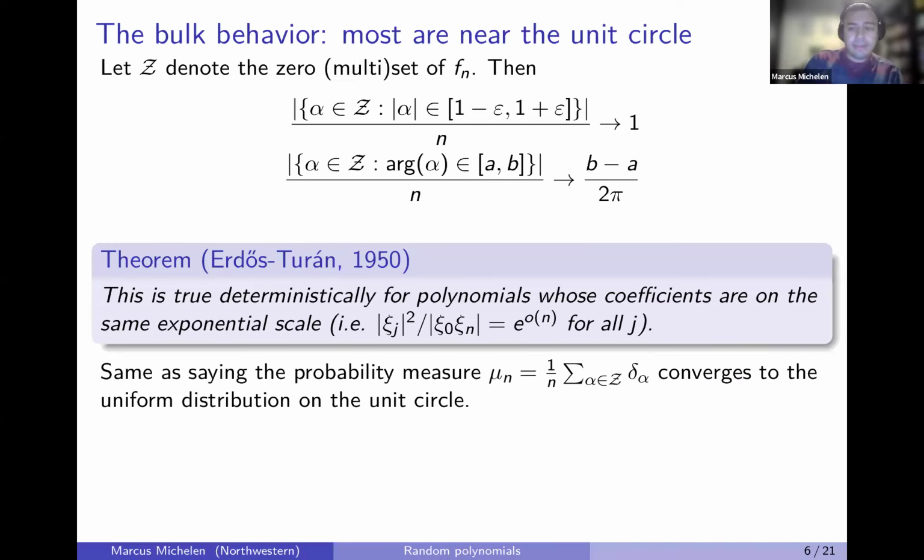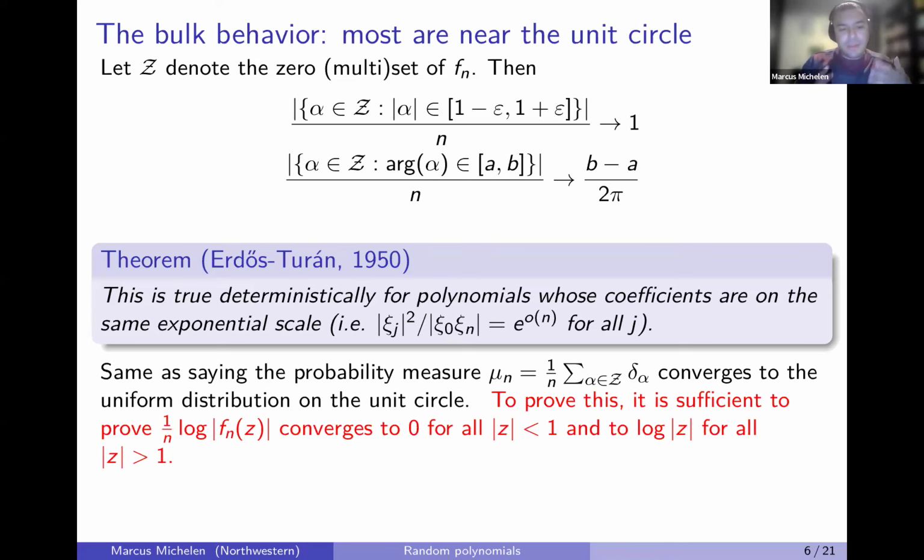So this is the same as saying that the probability measure, where I put a little point mass on each root, converges to the uniform distribution on the circle. Okay, so the way you prove this, and I put this in red because it's poking at something much more technical than I want to talk about here, is it's enough to prove that 1 over n log modulus of the polynomial converges to 0 for all z in the unit disk and log z for all z outside of it.